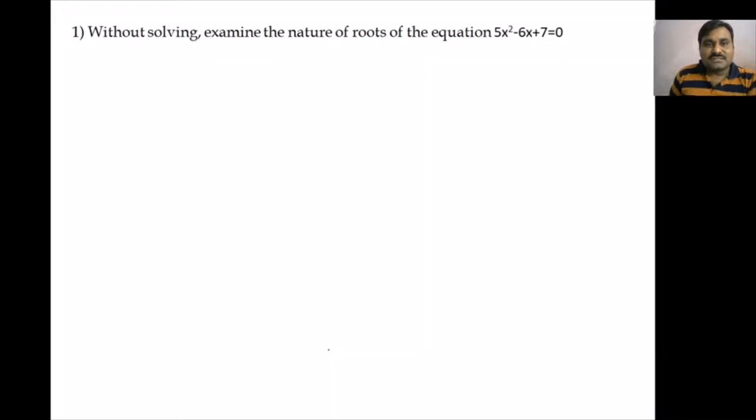Here is one question: without solving, examine the nature of the roots of the equation 5x square minus 6x plus 7 is equal to 0. To find the nature of the roots, we require the discriminant. To find the discriminant, we want the values of a, b, c. Comparing the given equation with the standard form ax square plus bx plus c is equal to 0, we get a is equal to 5, b is equal to minus 6 and c is equal to 7.